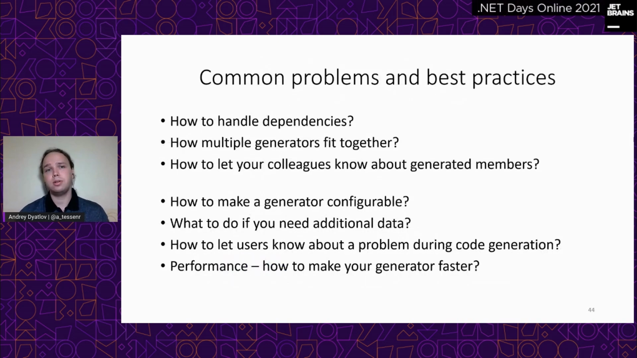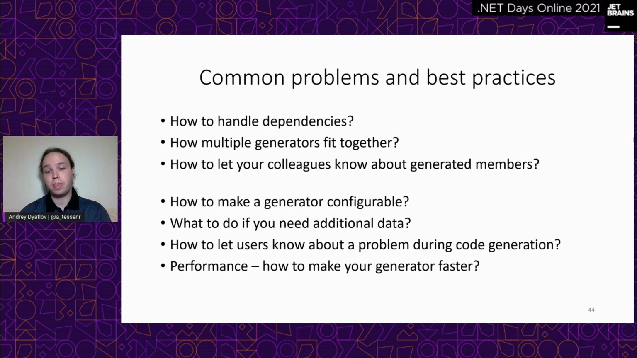And in the next section, I'm going to explain how to deal with some common problems. For example, how to handle dependencies in your generators. What if you want to use multiple generators, how will they fit together, how to let your colleagues know about some generated members, and how to make a generator configurable, what to do if you need some additional data that is not a part of your C# project, how to let your customers know about some problem, and finally, how to make a generator faster.